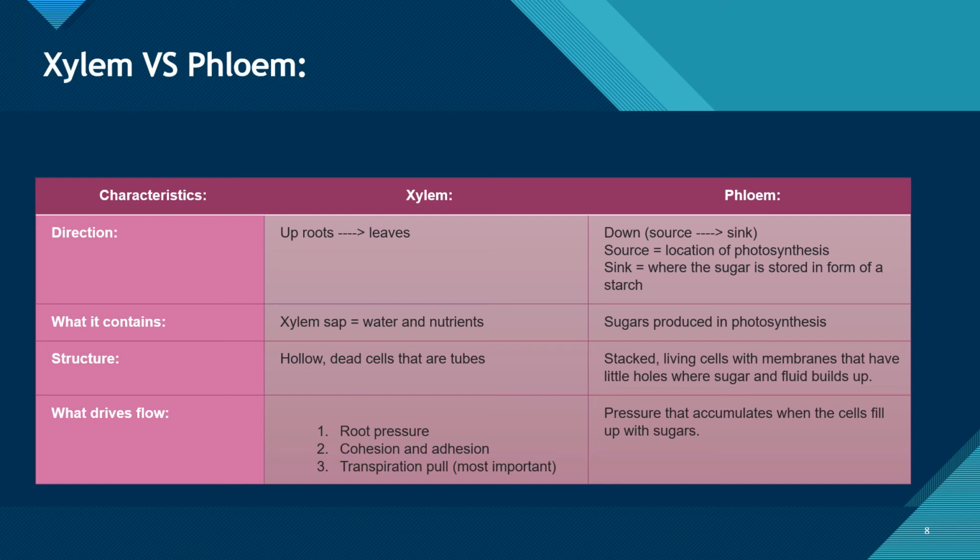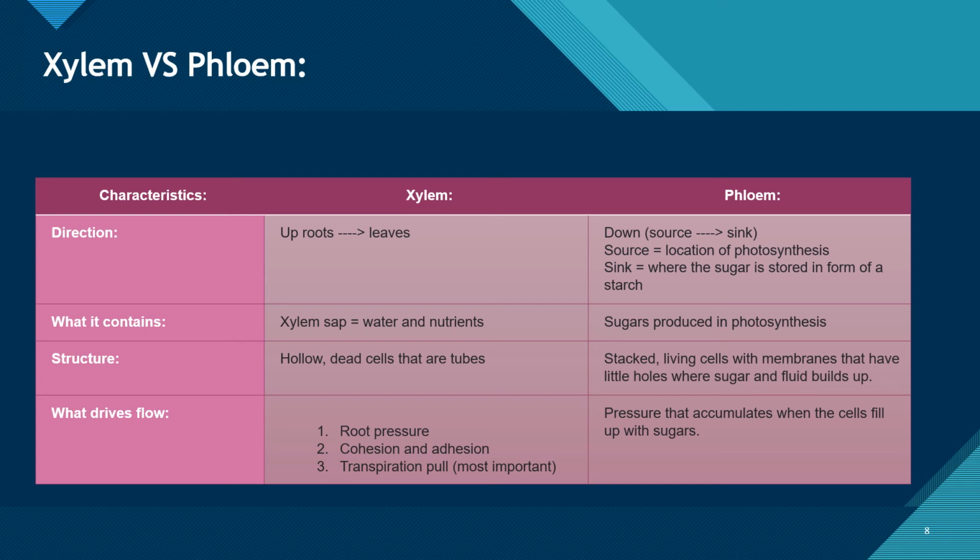Essentially, xylem's structure is really hollow and it has dead cells that are mainly tubes with some smaller ones and some bigger ones. And what drives the flow of xylem is the root pressure that we talked about, that cohesion and adhesion, and then that transpiration that we talked about.